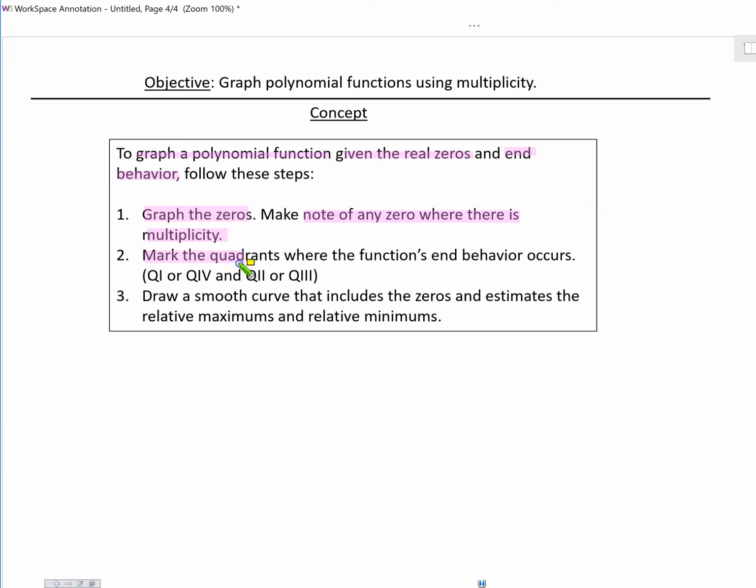So we keep track that that's where something special is going to happen. We will need to mark the quadrants where our function's end behavior is going to occur. So like, is it going to go up to positive infinity in quadrant 1 or quadrant 2? Is it going to be going to negative infinity in quadrant 3 and or quadrant 4? If you don't remember your quadrants, this is quadrant 1 and then it goes counterclockwise. So quadrant 2, quadrant 3, quadrant 4.